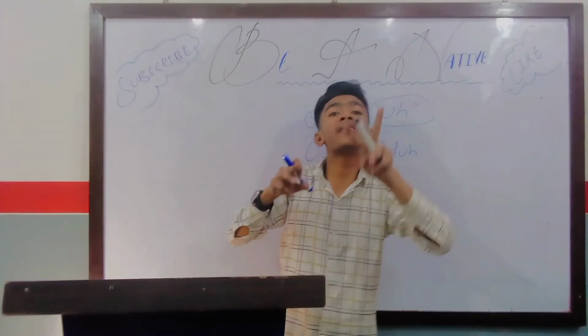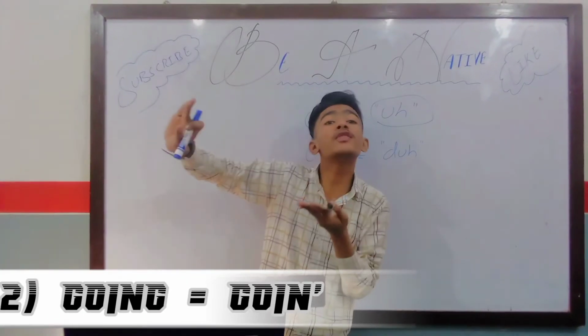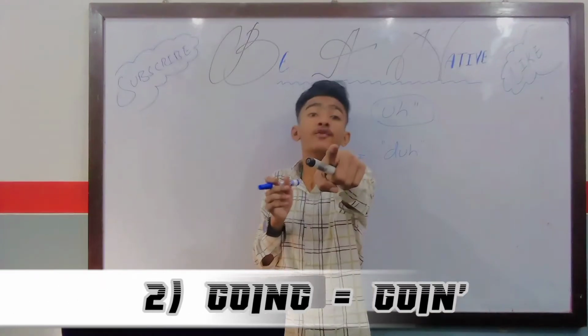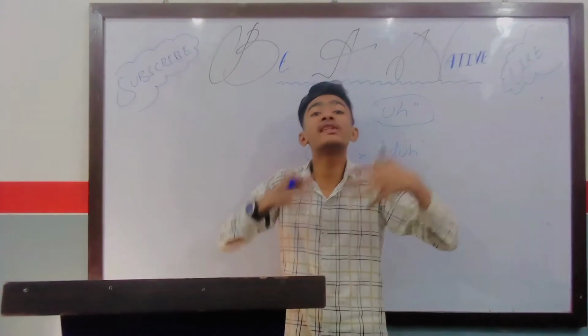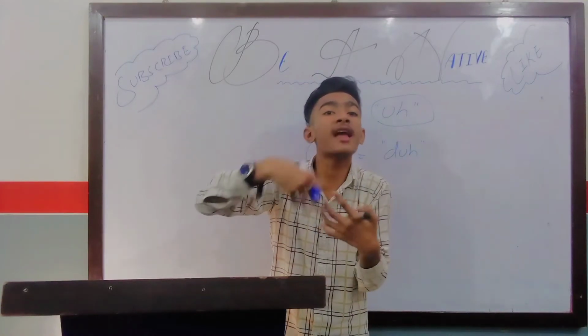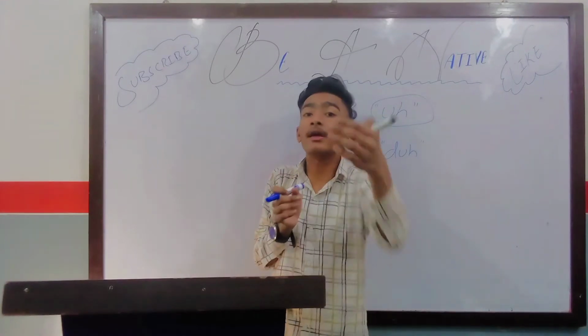So what are you going to do at the second step? Turn the "going" into "goin'". Just remove the G and place an apostrophe. If you haven't seen my previous video about that, how to use the ing form in the very correct way, I'll be putting that in the description below. You've got to see that.